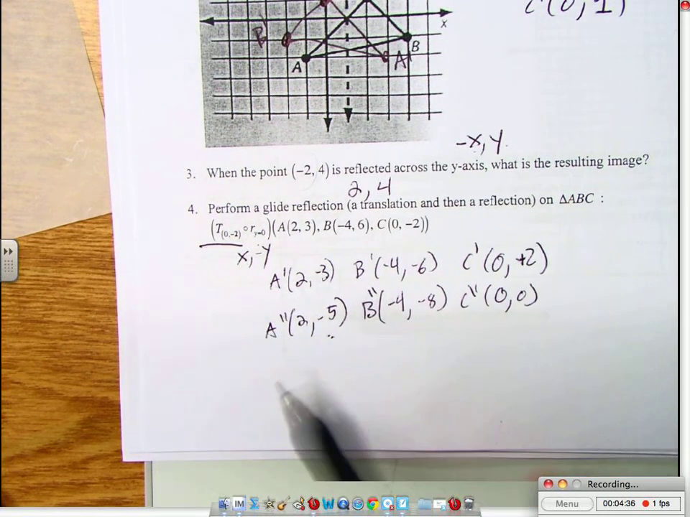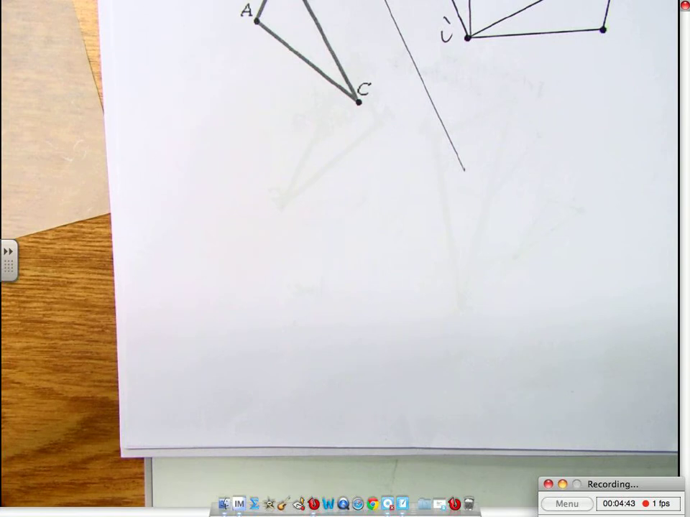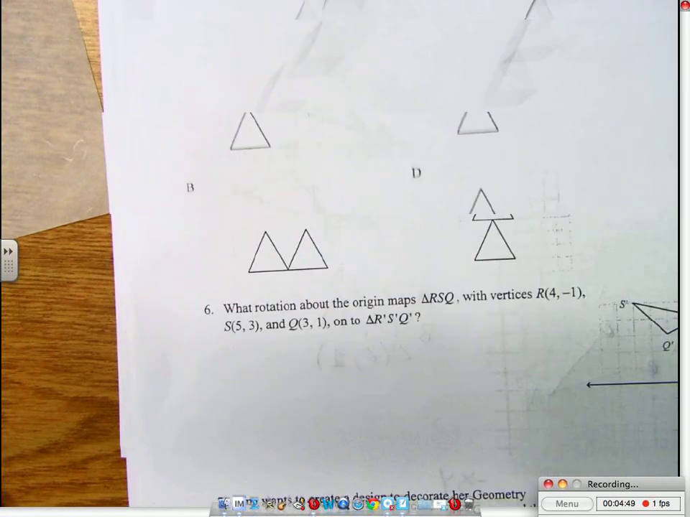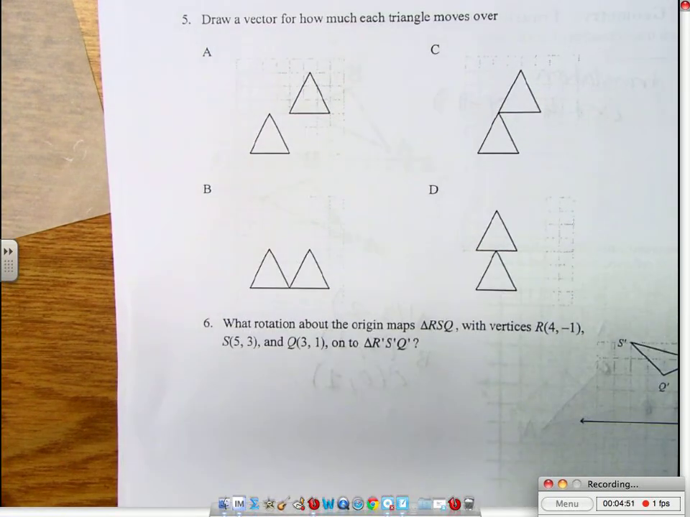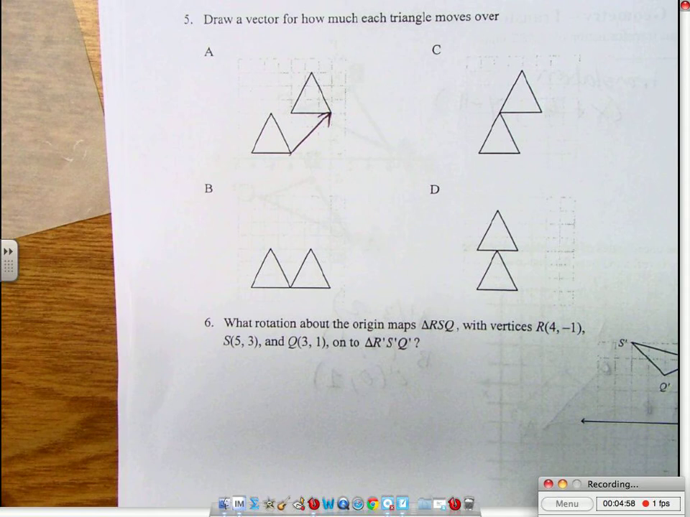Okay. All right, let's look at the next one. Any more before I move on from that front page? Okay, so I had a lot of people ask about these vectors. Okay, vectors is just showing how far a translation is. You can just do it right here. Okay, that's a vector for that one.